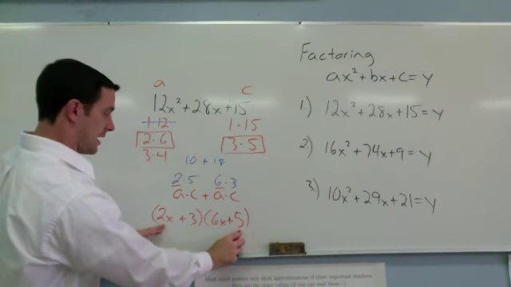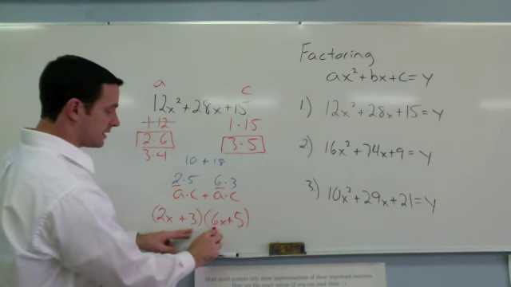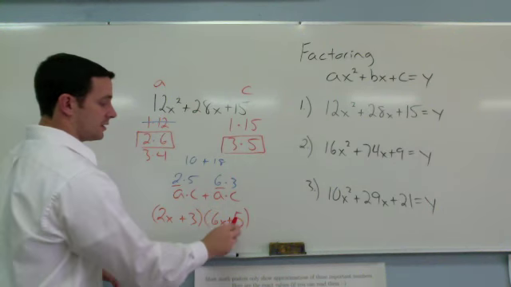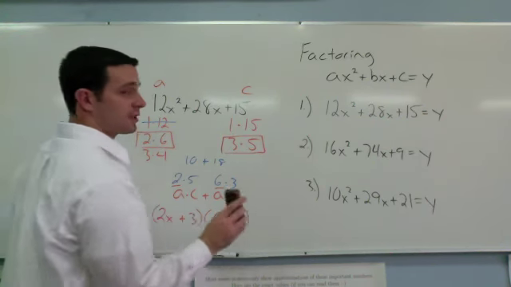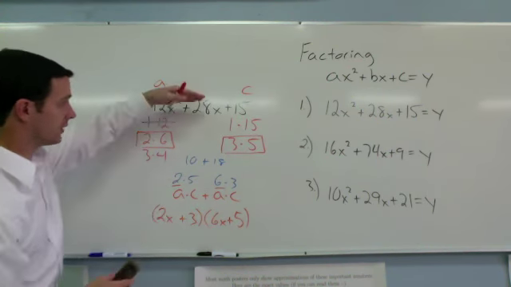2 times 5 is 10. 3 times 6 is 18. So 10 plus 18 gives me 28. This is correct. Now, we haven't solved it yet. Right now, we have just factored it. These are the factors of this quadratic.